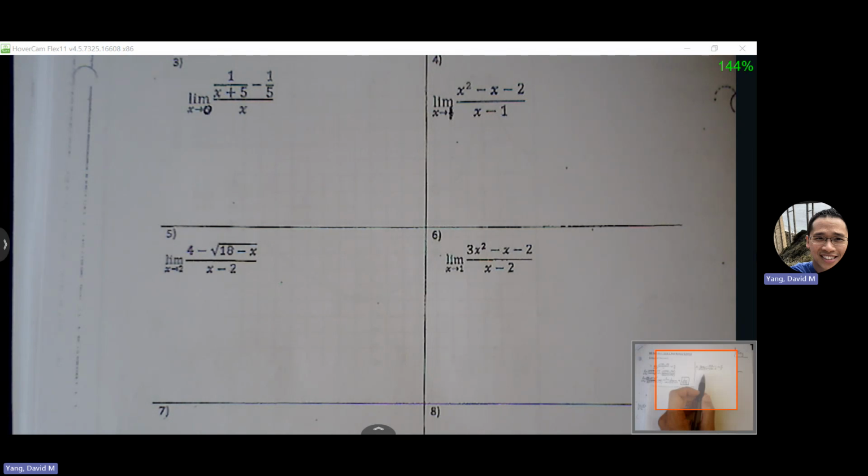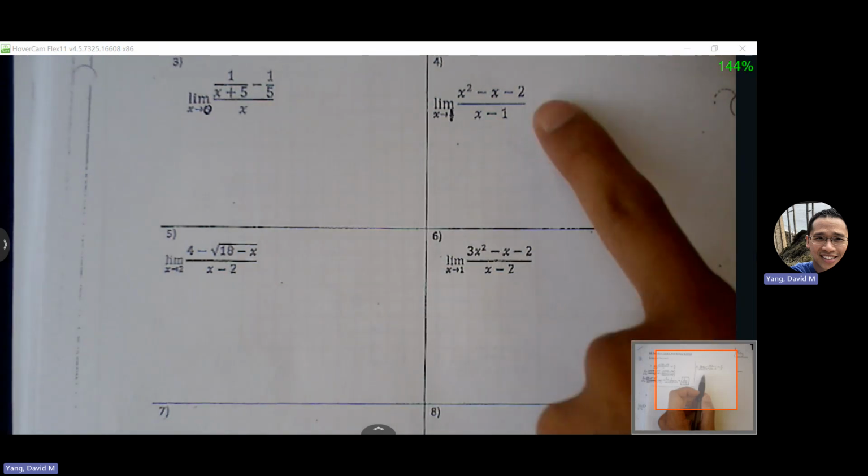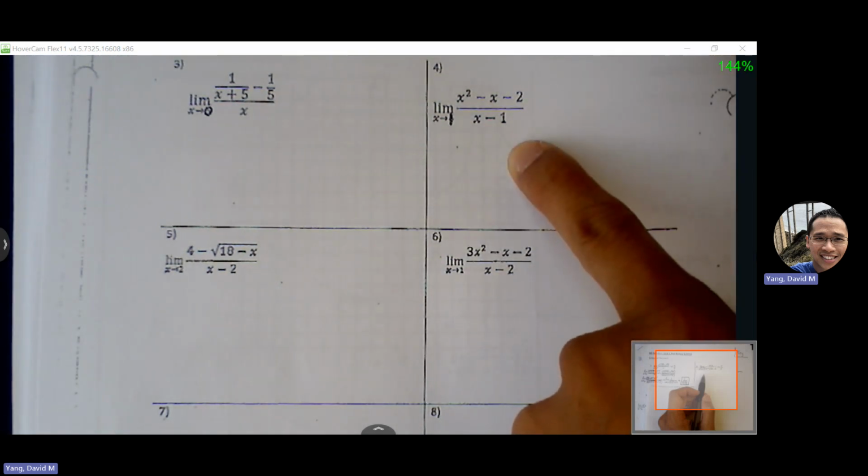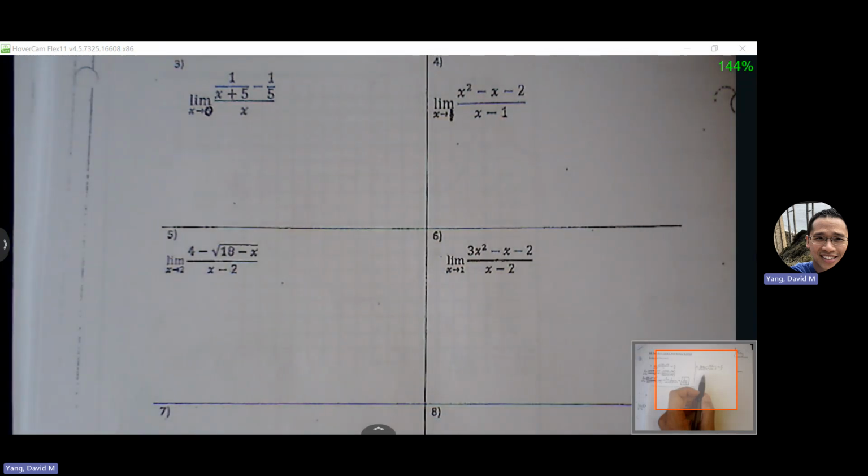So always show me your direct substitution and only do any algebraic work if you're getting a 0 over 0. If you're not getting a 0 over 0, then we don't do any of those steps that we have practiced in the past. We either say what the limit is or the limit doesn't exist.